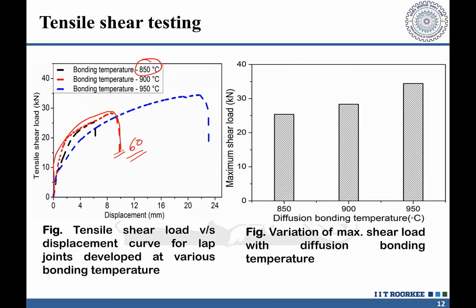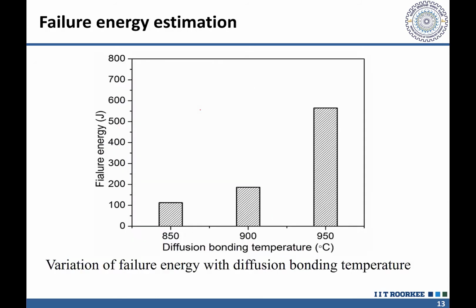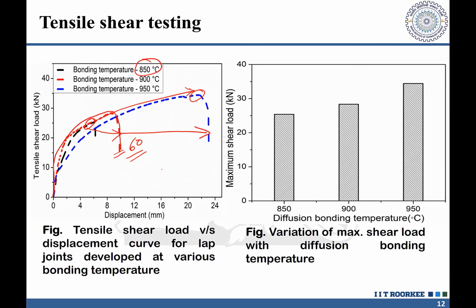When the bonding temperature is increased from 850 to 950 degrees centigrade, we notice a continuous increase of strength as well as a continuous increase of elongation. So increasing the bonding ratio helps to increase both the strength and the ductility. That can be seen very clearly. Maximum shear load is increasing: at 850 it is around 25, and with the increase of the bonding temperature it increases to 30 and then to 35. So increasing the bonding temperature increases the interface bonding ratio, which leads to improved joint strength. It is good from both the ductility and the joint strength point of view.